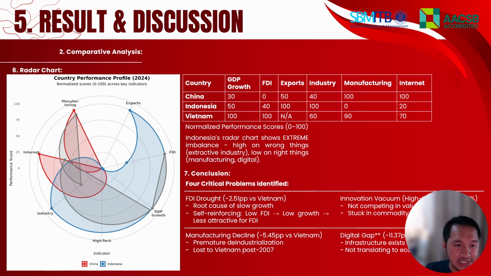Next, we use a radar chart of country performance profiles, and we see Indonesia's radar chart shows extreme imbalance: high on the wrong things, exactly the extractive industry, and low on the right things, manufacturing and digital. As a conclusion, four critical problems are identified: first, low FDI growth, manufacturing decline, an innovation vacuum, and digital gaps.